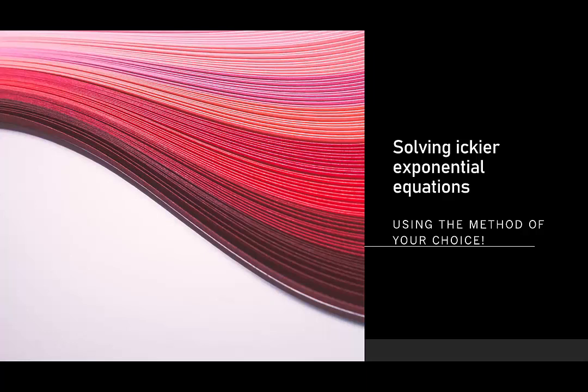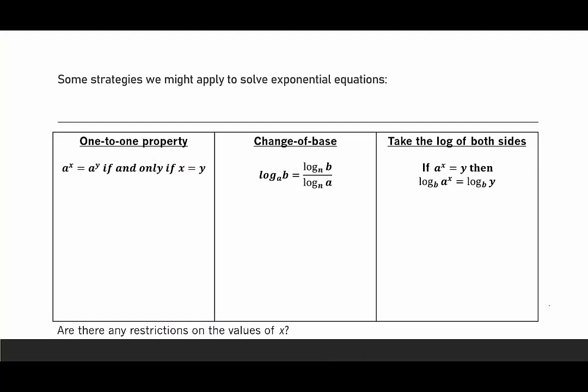Okay, let's review the methods first. So we have three methods that we may use to solve exponential equations. The first one is the one-to-one property, and that just says that if you can write the two sides of the equation to have the same base, then if they have the same base and it's an equation, then the exponents must also equal each other. So you could just look at the exponents and say, well, I know that they have to equal each other, and then solve from there.